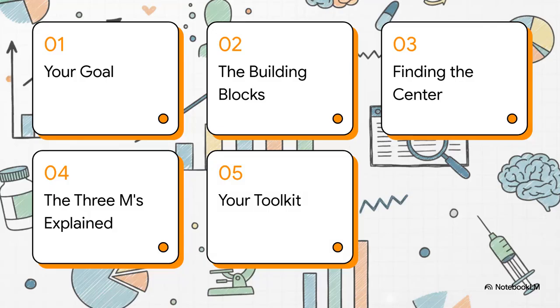We'll kick things off with the big why, what your real goal is as a consumer of science. Then we'll get our hands dirty with the fundamental building blocks, the different types of data. From there, we'll figure out how to find the center of that data with the 3 M's. And finally, we'll wrap it all up into a neat toolkit you can take with you.